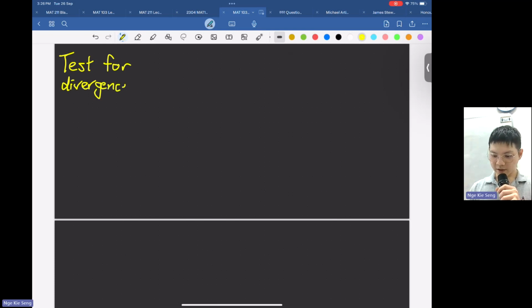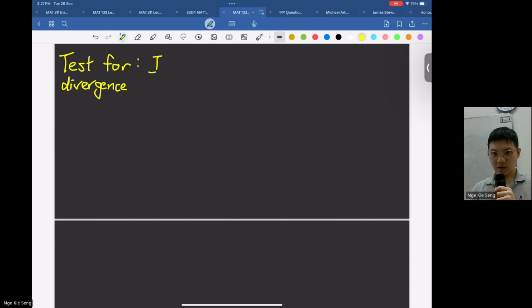We will do quite a few tests starting from now. The first test you will learn is the test for divergence. We want to check whether a series converges or not. Finite series definitely converge, right? You just add finitely many terms. But how about infinite series? Infinite series doesn't mean that it always diverges. It could converge. So when does it converge?